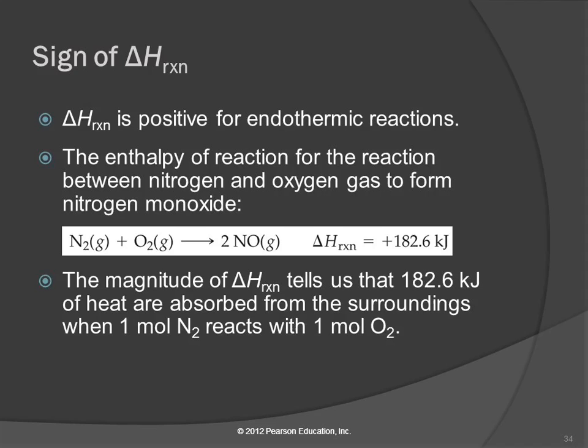For endothermic reactions, then, the heat of reaction is positive. When nitrogen and oxygen combine to form nitrogen monoxide, it's an endothermic reaction. It absorbs energy from the surroundings, and so here the heat of reaction is plus 182. So 182.6 kilojoules of energy are absorbed for every 1 mole of nitrogen and every 1 mole of oxygen that react. Or we could also say that this amount of energy is absorbed when 2 moles of nitrogen monoxide are produced. So this number relates to the quantities here with moles.